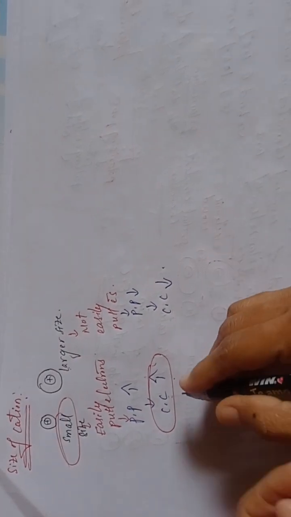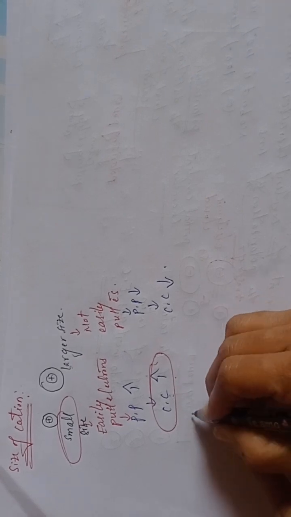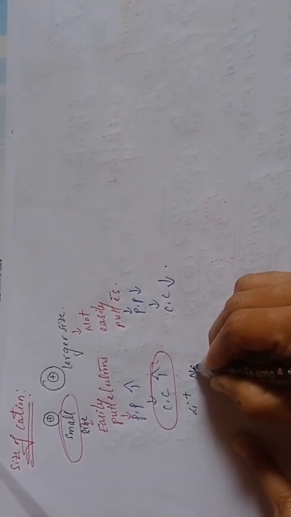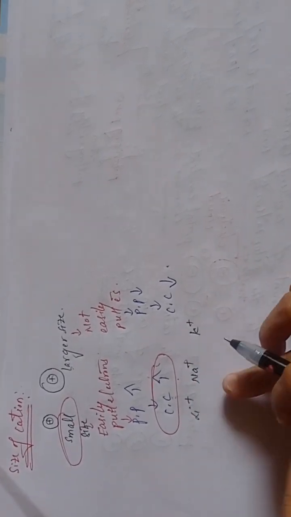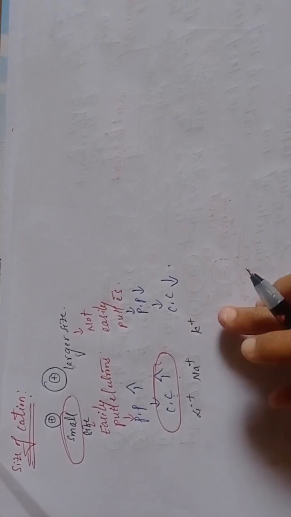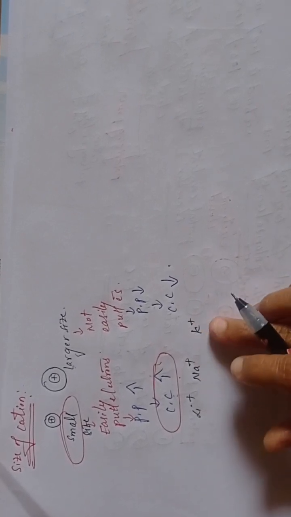Now we will take one example, students. See here: lithium, sodium, potassium ions, Li+, Na+, K+. In these ions, which one has the more covalent character?